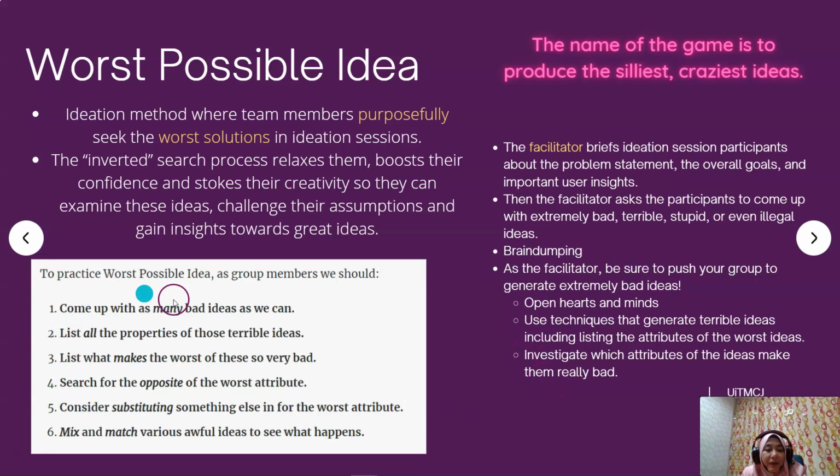To practice as a group member, we should come up with as many bad ideas as we can. List all the properties that we have. List what makes the worst of this so bad. Search for the opposite of the worst attribute. Consider substituting something else, and then mix and match.